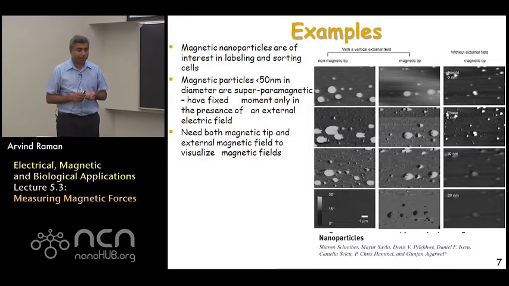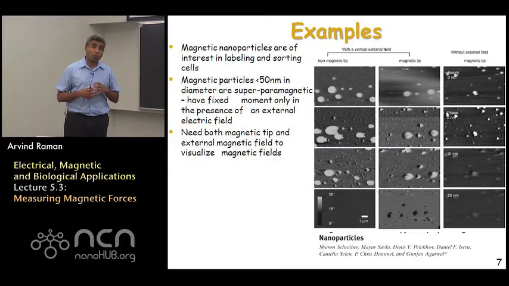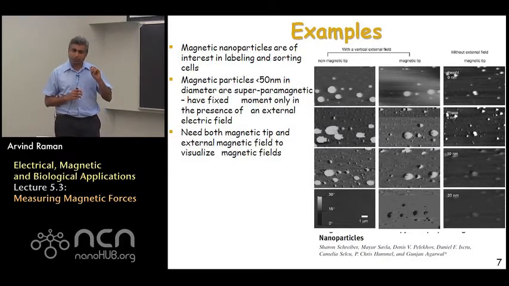So here I show an example from an article, the reference is shown at the bottom, where one is looking at magnetic nanoparticles, roughly diameter 20 nanometers or less, on a substrate. The top row corresponds to topography images taken in the tapping mode. The rightmost column corresponds to the images taken without an external magnetic field. The middle column corresponds to images taken with an external magnetic field.